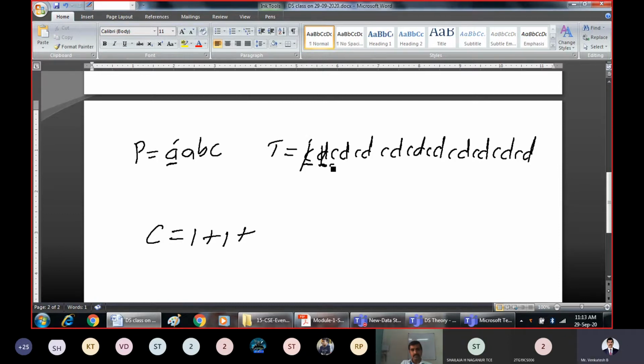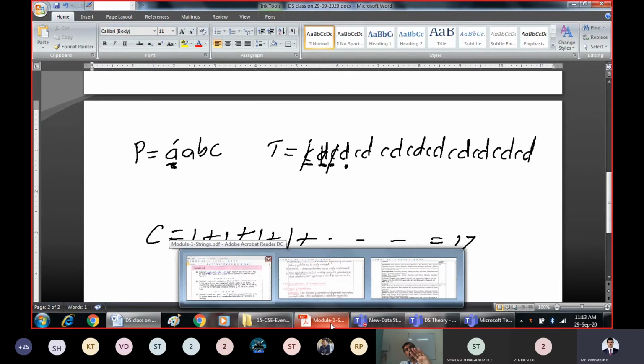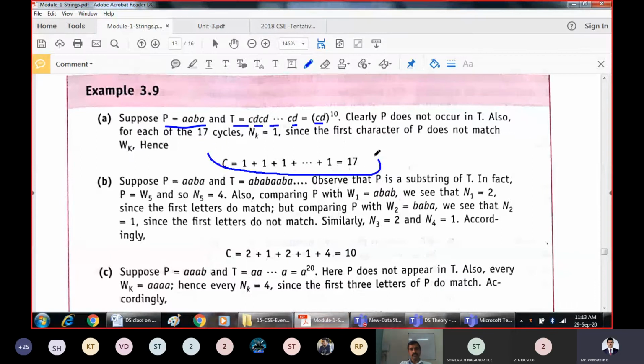What is the next character? C. What are we looking for? A. So they are not matching, one comparison. Ignore this. What is the next character? D. What are we looking for? A. Again, they are not matching, but one comparison is over. If you go like this, we will be doing 17 comparisons, because after all these comparisons, the pattern we are looking for is not available in the string. We go on comparing, the pattern is not available. So the first case was for the failure.